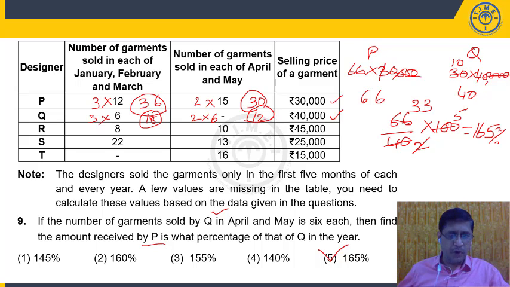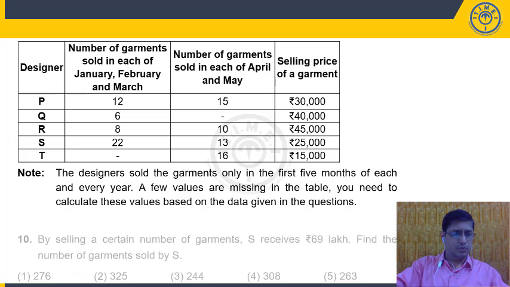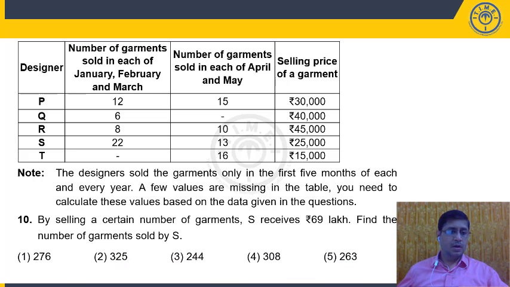Okay, hope you are following. Okay, now note down the next question, solution. By selling a certain number of garments, S receives rupees 69 lakhs. Find the number of garments sold by S. So, by selling a certain number of garments. What is the certain number? It is not given.